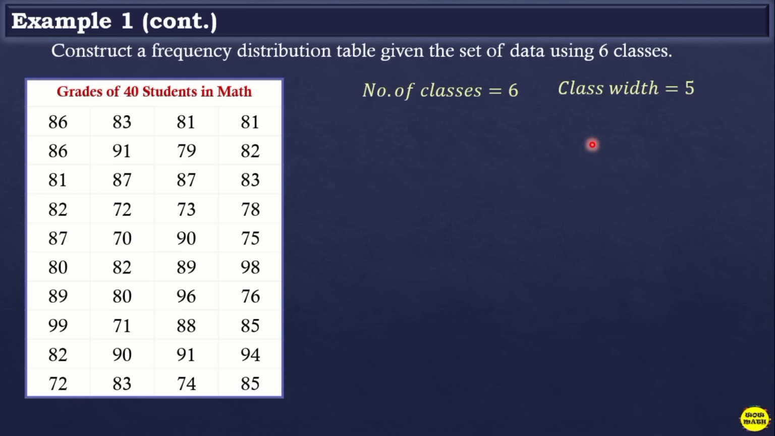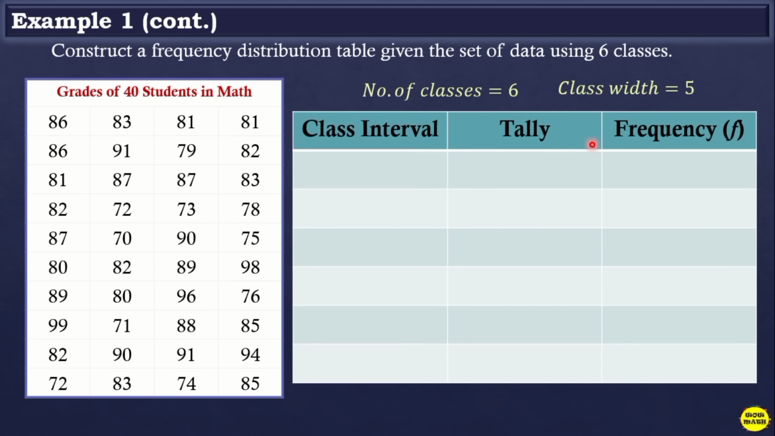So, let's prepare our frequency distribution table. So, your class interval, kapag gumagawa tayo ng table, yung number of classes, since 6 po, ibig sabihin 6 rows po ang gagawin mo. Okay? So, 6 na rows po yan. Now, paano natin malalaman kung saan tayo magsisimula? Doon po tayo magsisimula sa inyong lowest number and that is 70.